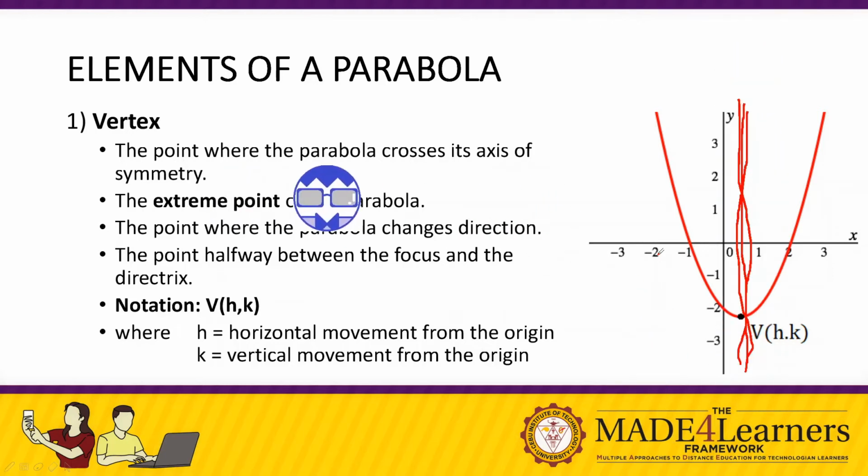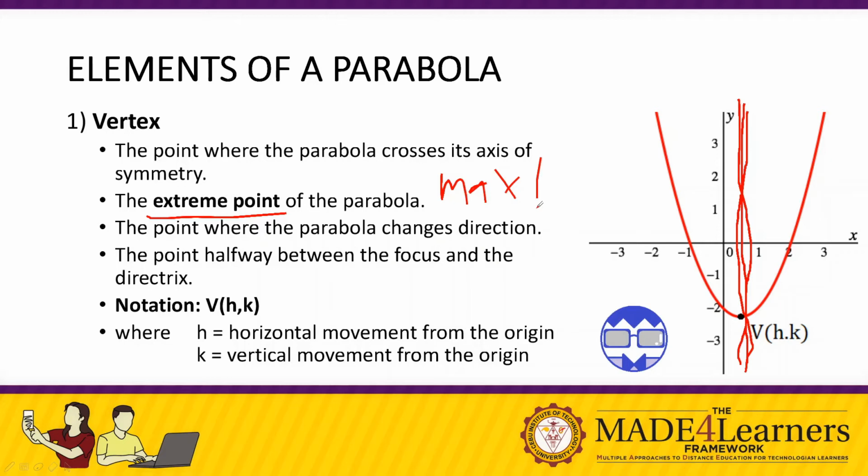So it's the point where the parabola crosses its axis of symmetry. As you can see, this point here is the vertex. In other words, we can define this one as the starting point of the parabola. Next, it's an extreme point of the parabola. When we talk about extreme, we're dealing with the concept of maximum and minimum. Again, extreme means maximum or minimum.